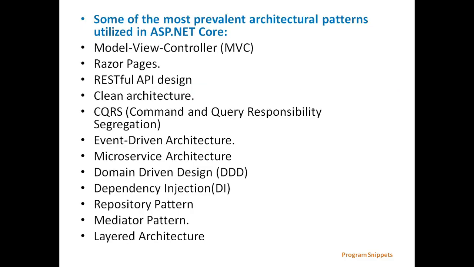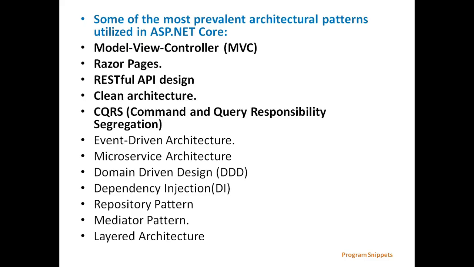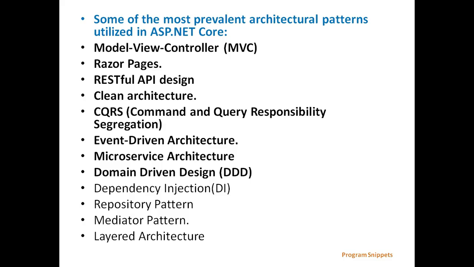Some of the architecture patterns that are utilized in ASP.NET Core are Model View Controller, Razor Pages, RESTful API design, clean architecture, CQRS, that is command and query responsibility segregation, event-driven architecture, microservice architecture, domain-driven design, dependency injection, repository pattern, mediator pattern, and layered architecture.